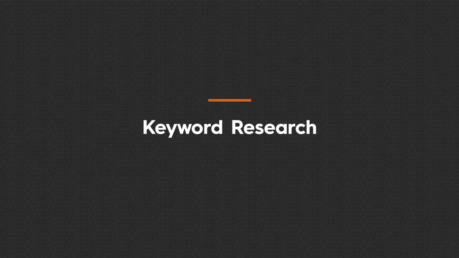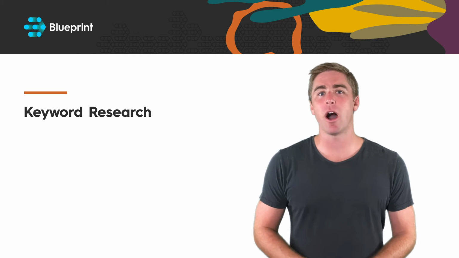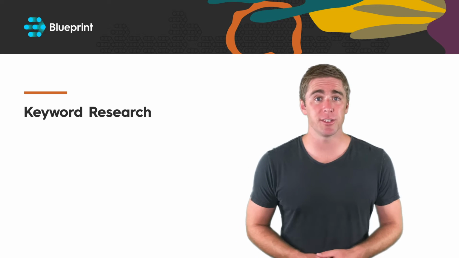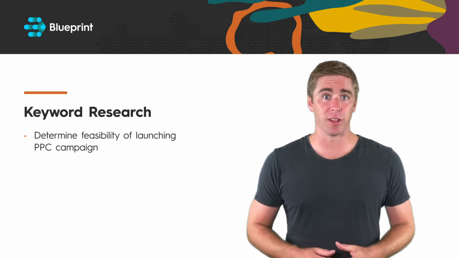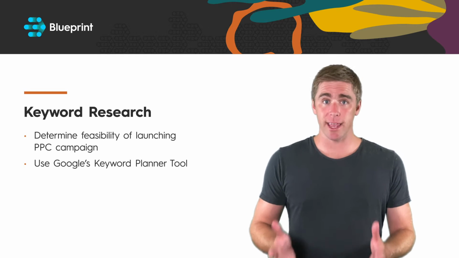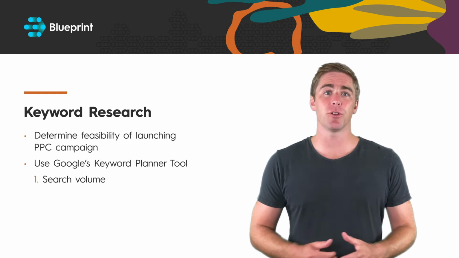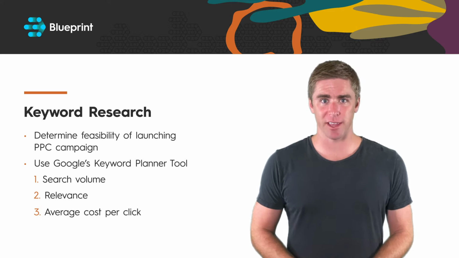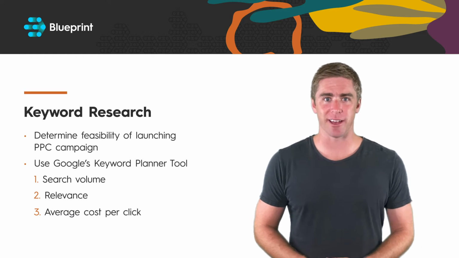Let's look at the steps to implement your PPC campaign. We will focus on Google to walk you through the steps to follow. Start with keyword research to determine if it is even feasible to grow your business through Google Ads. Using Google's Keyword Planner tool, which is located in Google Ads, look for 3 things: the search volume for your keywords, the relevance of your keyword, and the average cost per click. Then, project out your cost per lead and cost per sale.